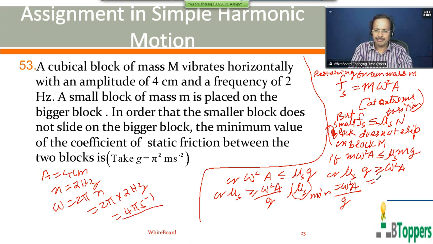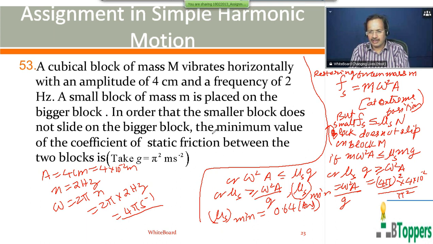Omega you can write as 4 pi per second. The amplitude of oscillation is given as 4 centimeter, that is, in SI units, 4 into 10 power minus 2 meters. And g equal to pi square meter per second square. Simplify this. If you want to copy the solution to the problem, you can take a pause and copy the solution of the problem. You get the answer as 0.64. I will continue discussion of the remaining questions in my next class.